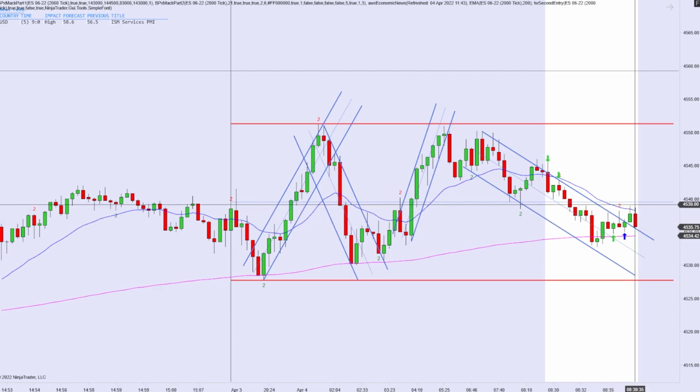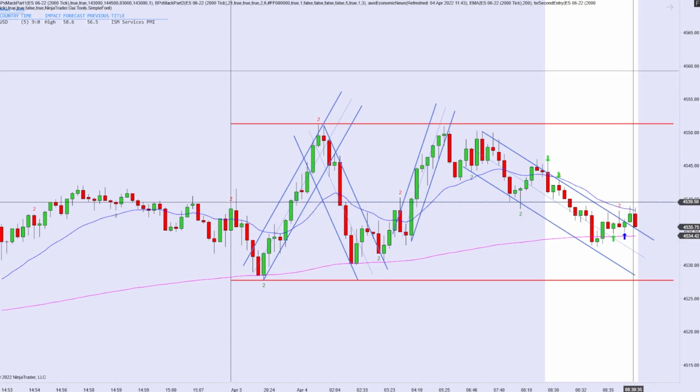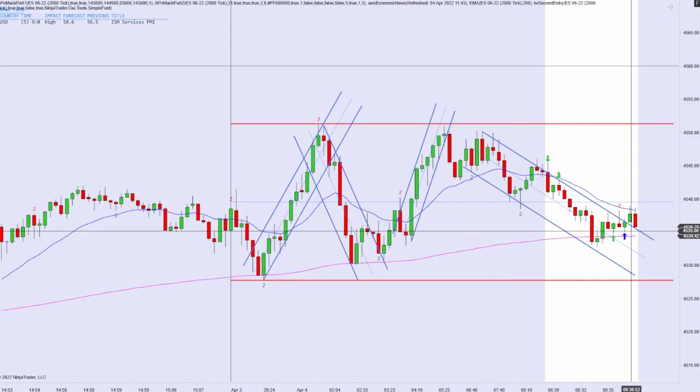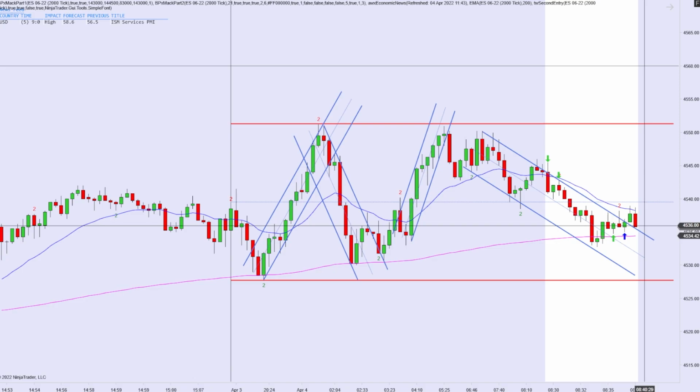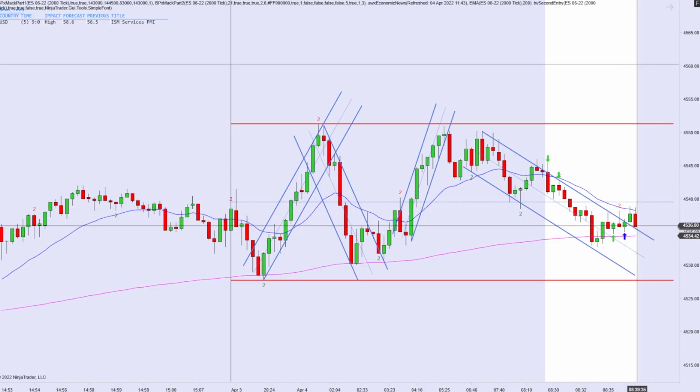Coming off this EMA, some people could argue taking a short right here. I think it's fairly aggressive because you're going short into this EMA. As nice of a bearish signal bar that is, that's going to trap people trying to go short. But I really wasn't looking at shorts at this time.